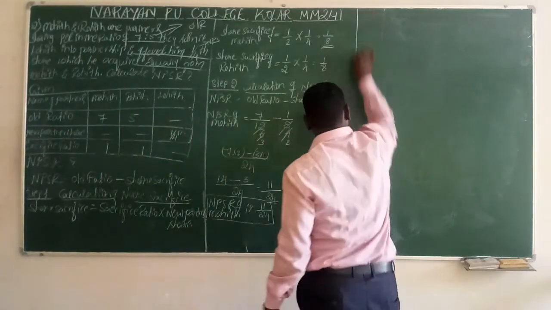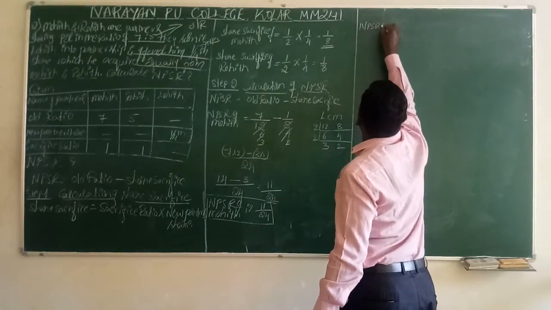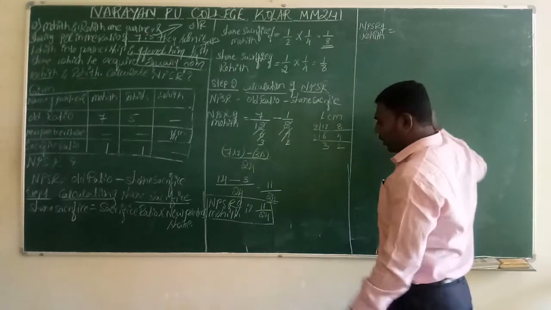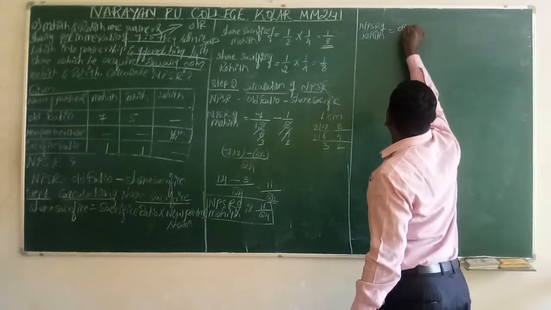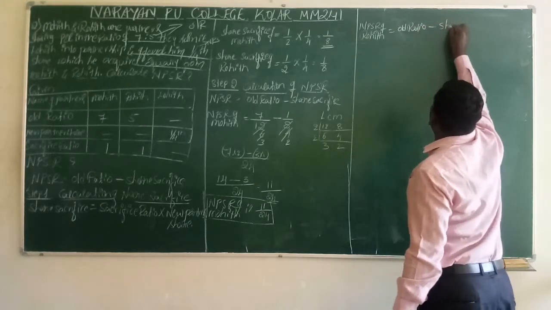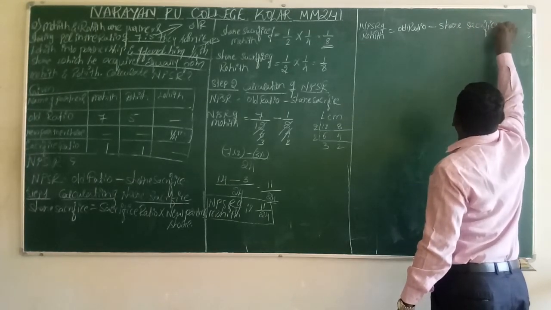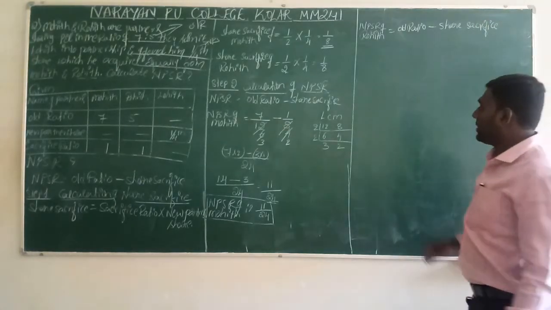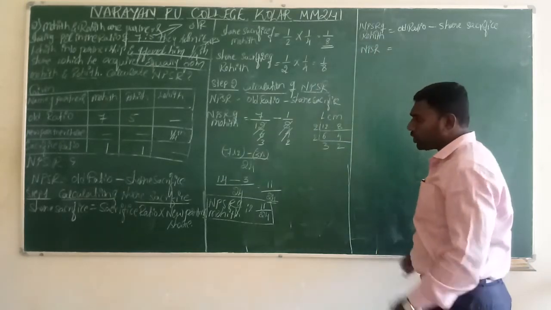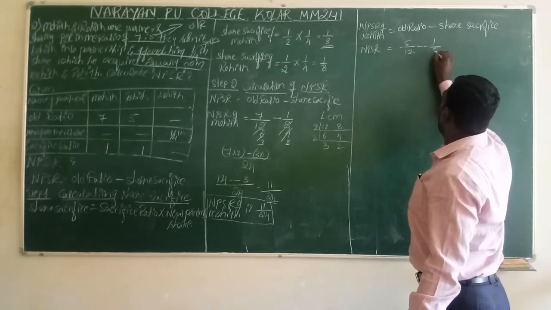Let's move to the calculation of the NPSR of the second partner. NPSR of Rohit is equal to, again we write the formula, old ratio minus share sacrifice. NPSR we don't know. Old ratio is already given in the question: 5 divided by 12 minus 1 divided by 8.